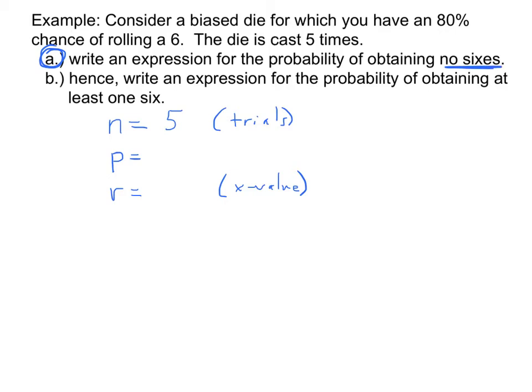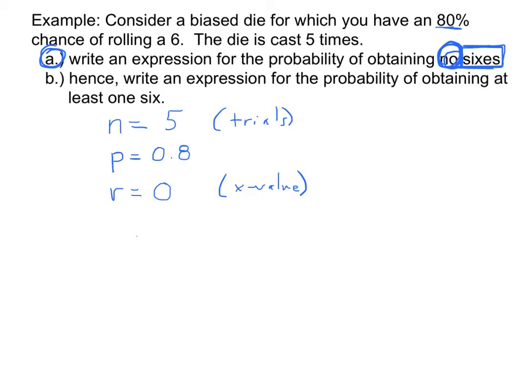So what is it that I want? What I want to get is 6s. So what's the probability of getting a 6? Well, we're told that's 80%, so my probability is 0.8. Now R, what is the number of those successes that I wanted? It says here that I wanted no 6s, right? So we would put 0 here. Okay, great. So now that I have that, I can write the formula.